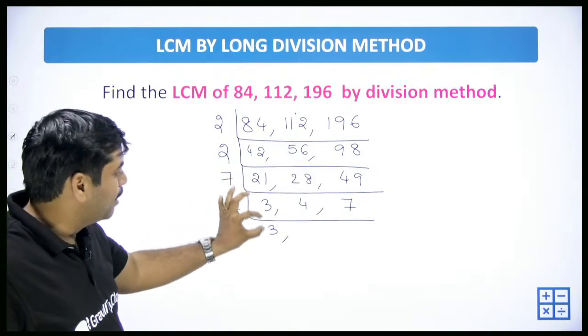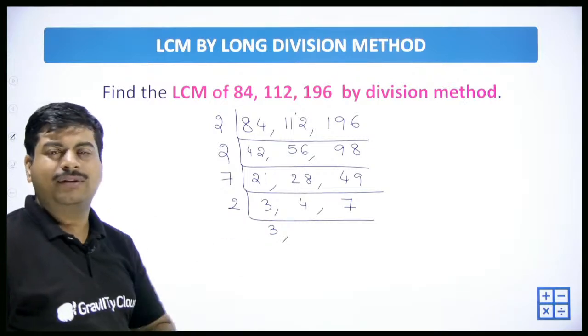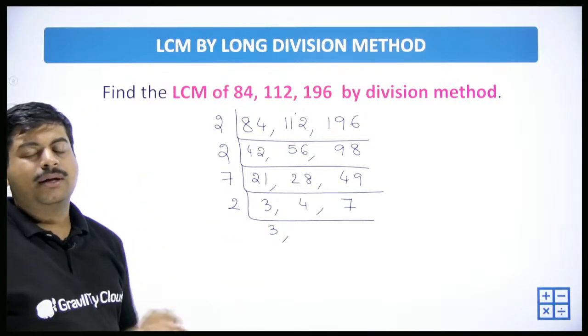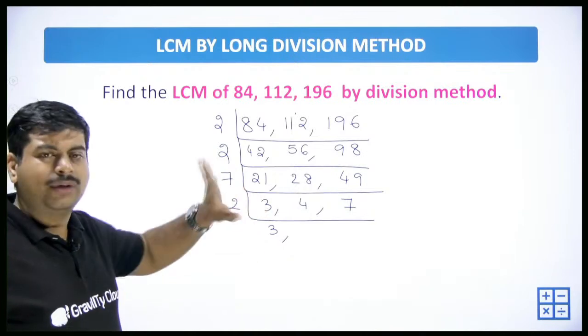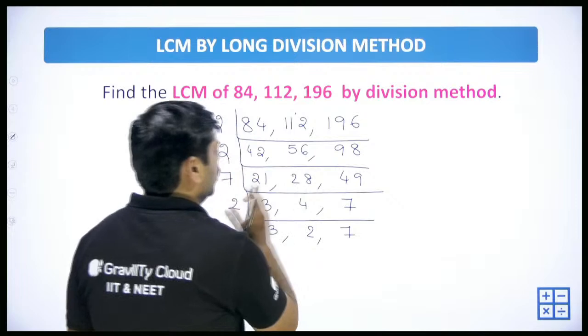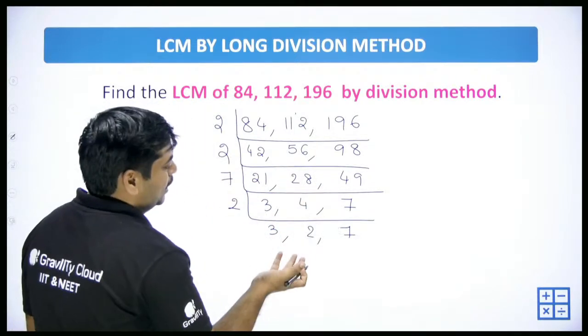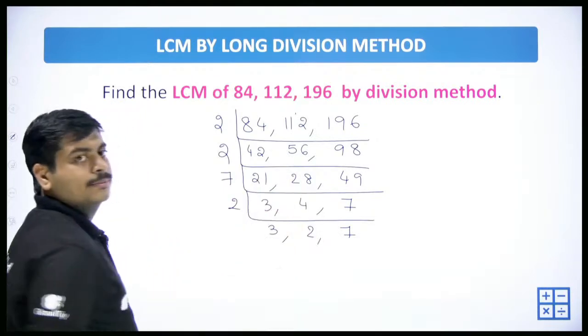So write the same number as it is, but don't try to divide and don't write 3 by 2, 1.5, nothing. Just leave it as it is. That means it is not a factor. So don't divide that. 2 2s, and this also you cannot divide 7 by 2. So it is the same. So I think we can leave it here because all the numbers are prime numbers.